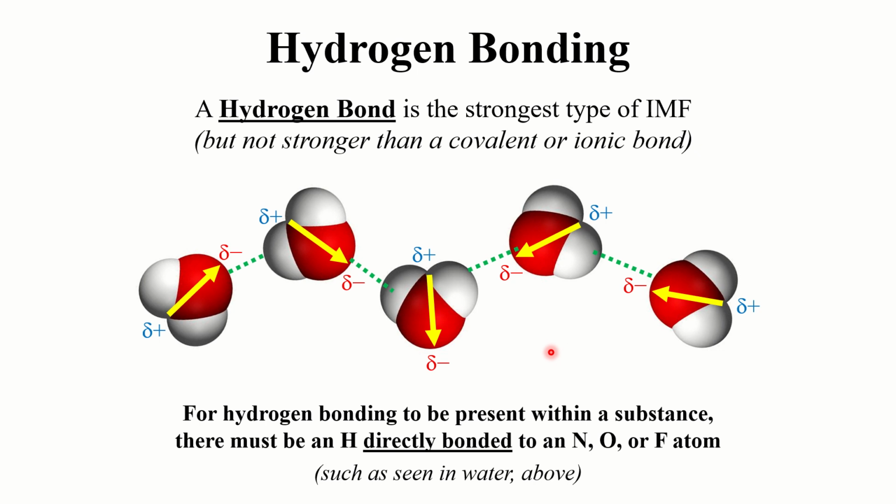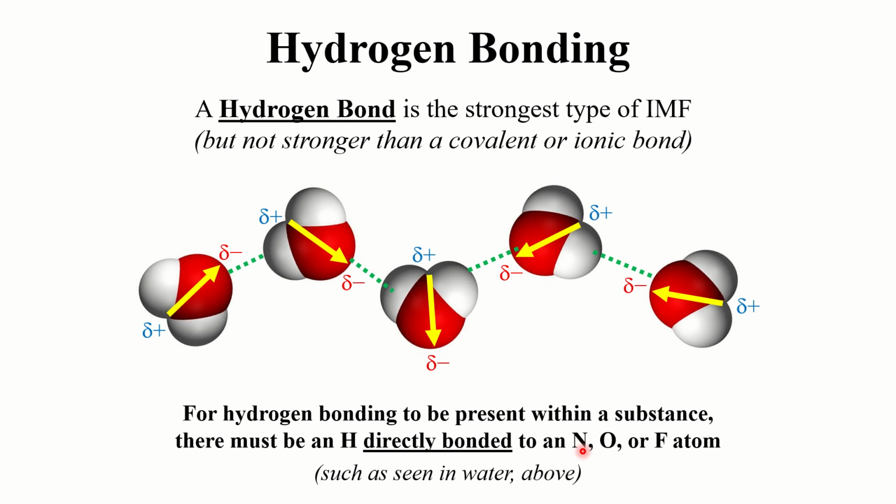So basically the three most electronegative atoms in the top right corner of the periodic table, numbers 7, 8, and 9. Hydrogen must be directly bonded. And that key phrase there, directly bonded. It's not enough for there just to be a nitrogen, oxygen, or fluorine somewhere else in the molecule.